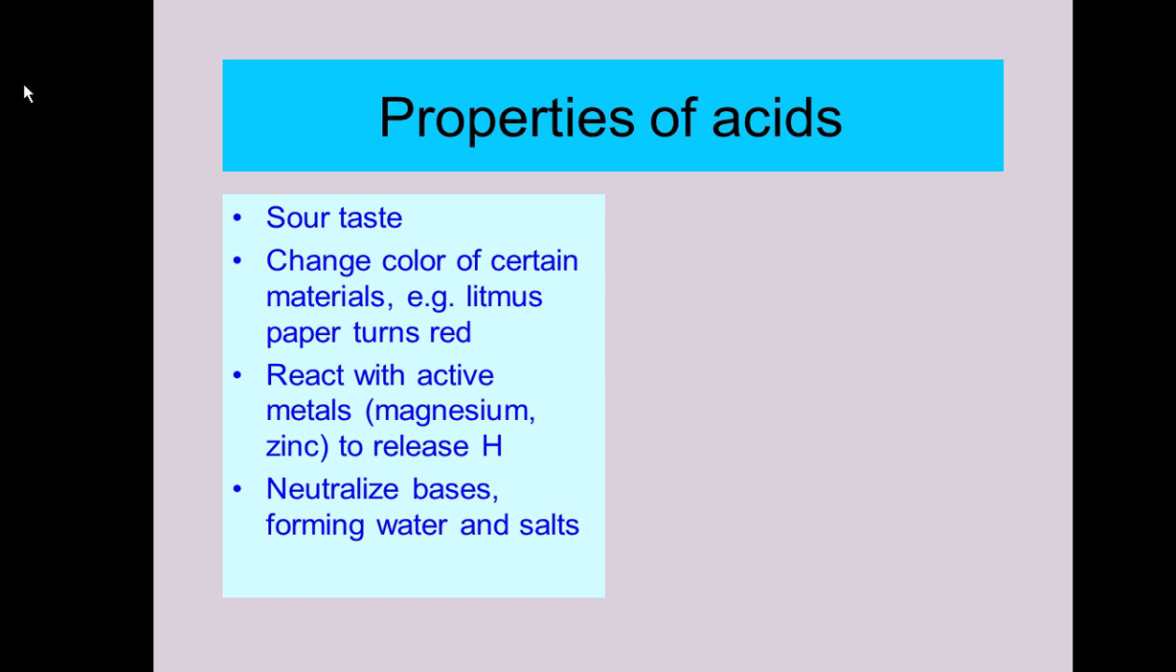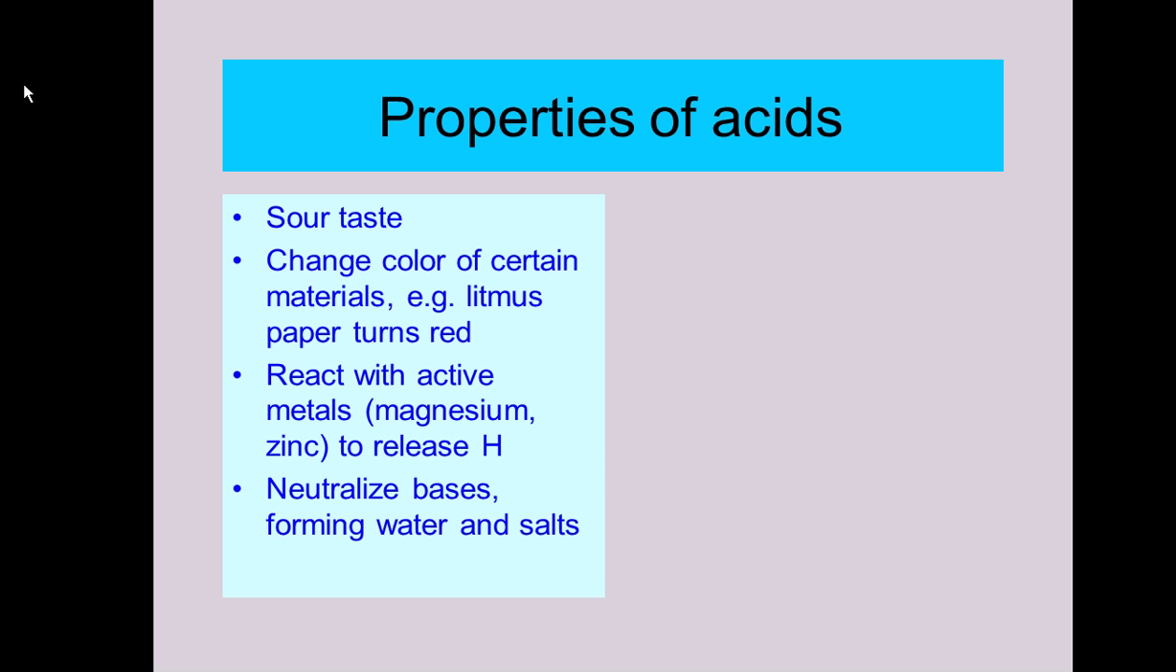So first of all, the first question is, what are acids? Acids have some properties. First of all, they are sour in taste, and they change the color of certain materials like litmus paper. You must have heard about litmus paper. If you add litmus paper to an acid, the color of the litmus paper will turn to red.